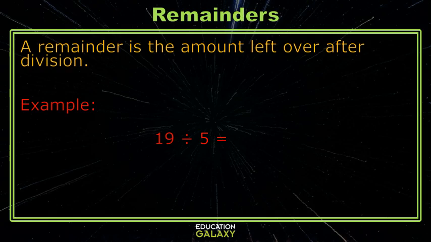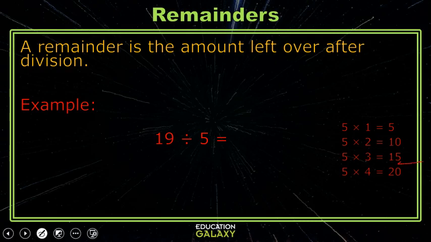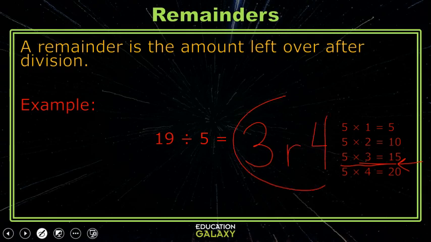Well, I know 5 times 1 is 5. 5 times 2 is 10. 5 times 3 is 15. 5 times 4 is 20. So I'm looking for 5 times what is 19. It's going to be somewhere between 3 and 4. The biggest number that goes into 19 without passing it is 3. And it goes in 5 times, but that only gives us 15. That means there are 4 left over to get to 19, so our remainder is 4.